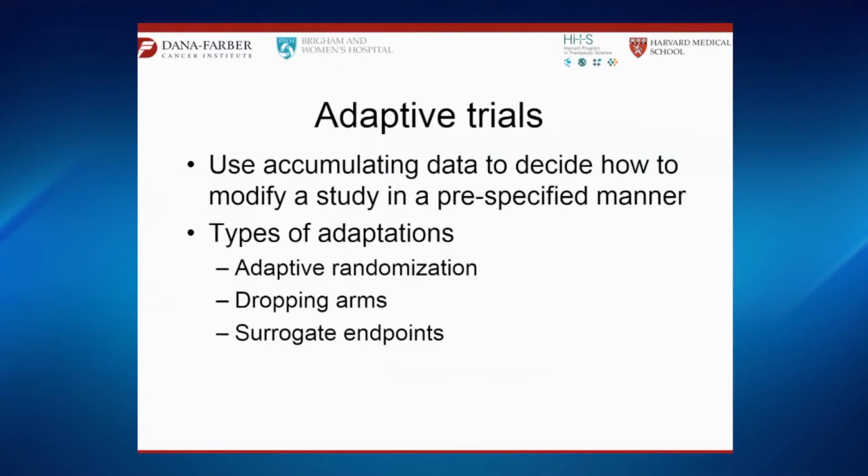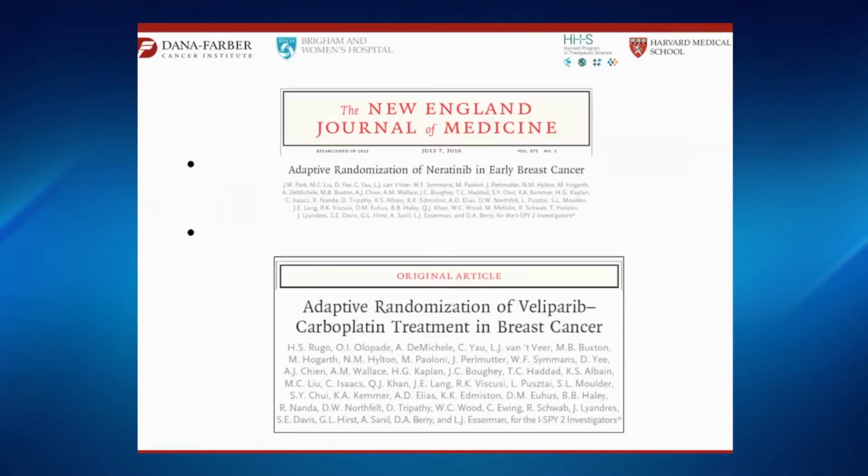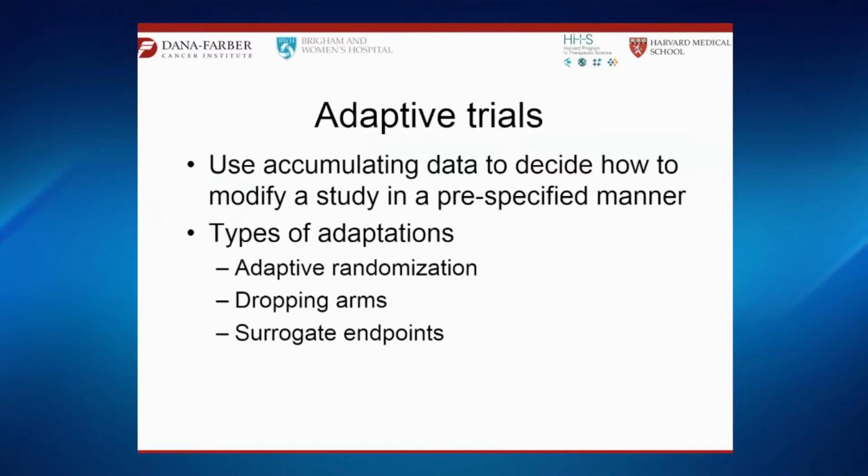So I said I gave you the best information, but it's really inefficient. So what can we do to bridge that gap a little bit? Well, one of the things we can do is an adaptive trial. There are lots of different kinds of adaptations that happen in trials, but I'm going to talk mostly about adaptive randomization.